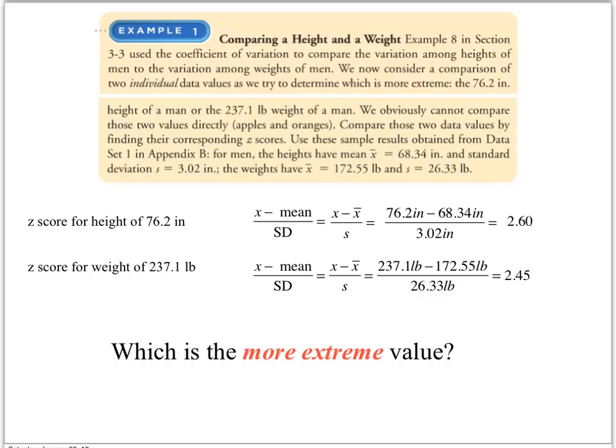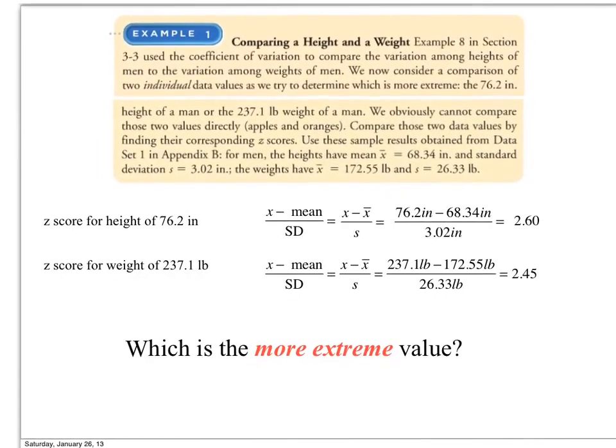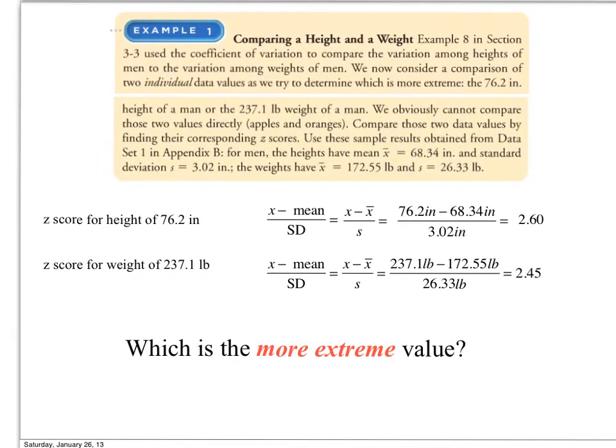The other nice thing about this is that you can use z-scores to compare extremeness even for measurements that measure different things. In the previous example, both of our original measures were measures of height. But here we can use the z-score to compare the height to the weight of an individual and decide which of those is a more extreme value.